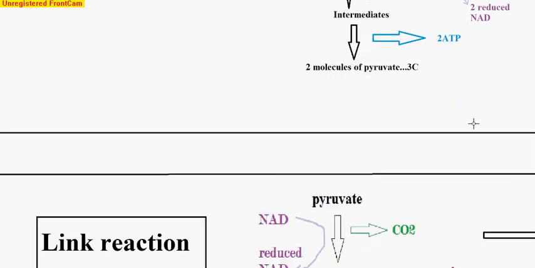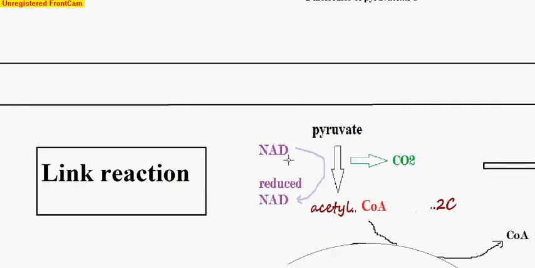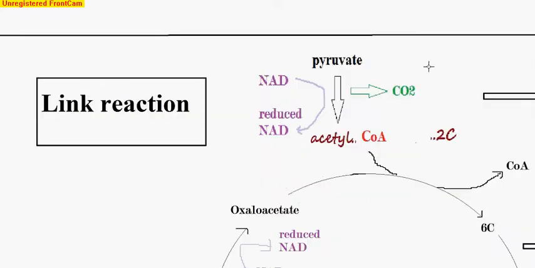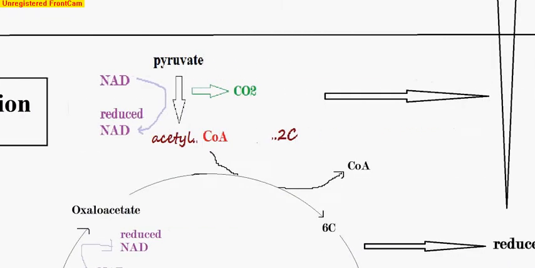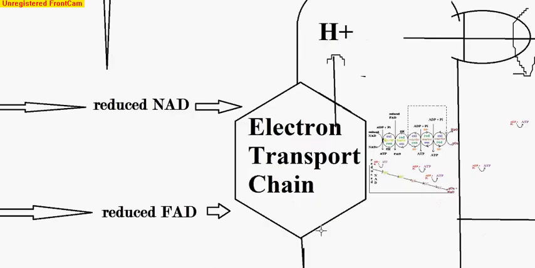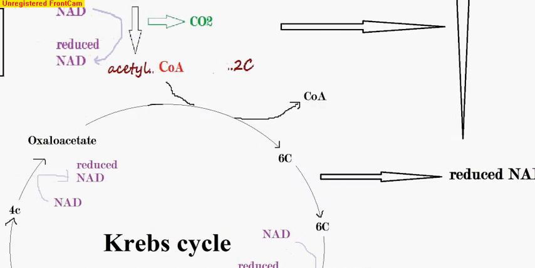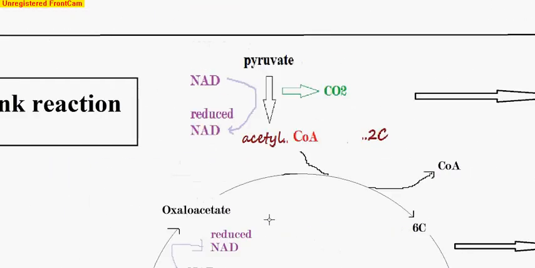If we investigate here, from both of these we get ATPs and we get reduced NADs, and we say that these reduced NADs are very important. These are the ones that go to the final stage of the electron transport chain to give us a lot of ATPs. Okay, so we enter the cycle.